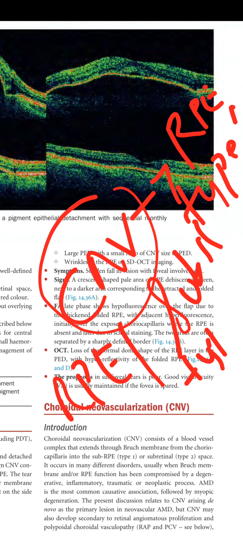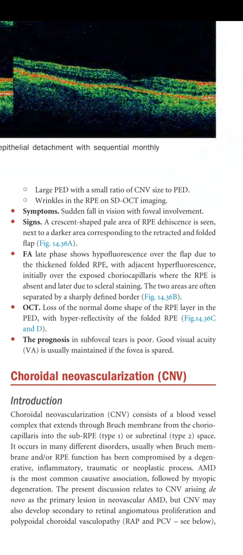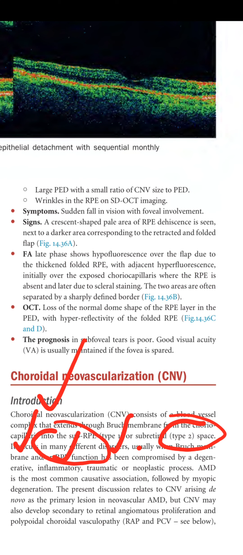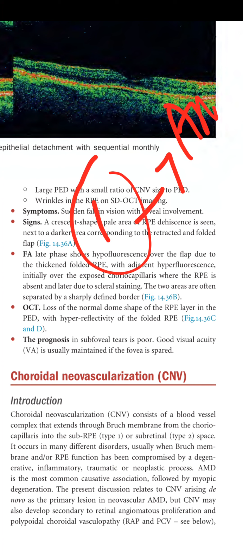It occurs in many different disorders, usually when the Bruch membrane and/or RPE function has been compromised by a degenerative, inflammatory, traumatic or neoplastic process. AMD is the most common causative association, followed by myopic degeneration. So the first most likely cause of CNV is AMD, next is myopia.